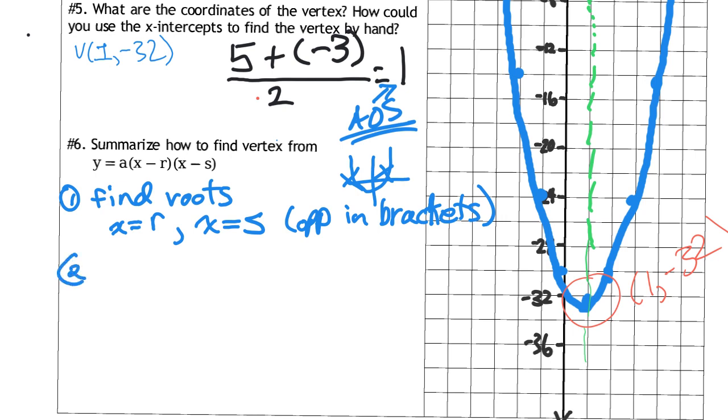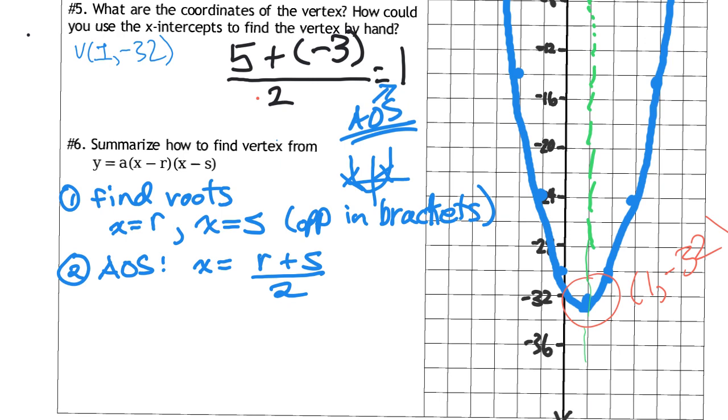2, we find the axis of symmetry. We find the AOS, and we do that by adding the roots and dividing by 2. So you'll go x is equal to r plus s, divided by 2. You take those two things, add them together and divide by 2.